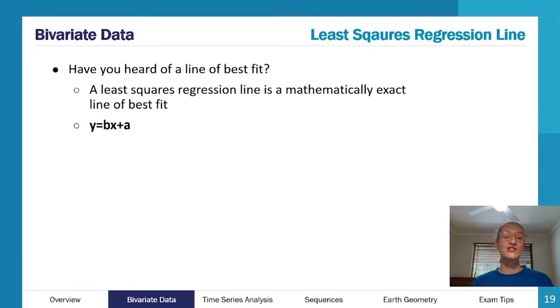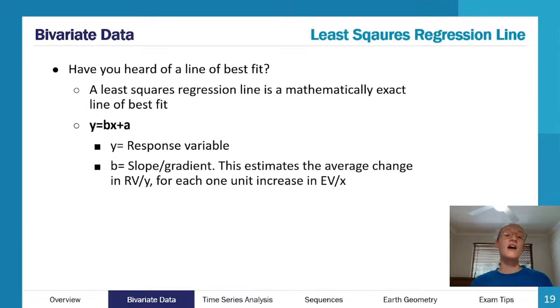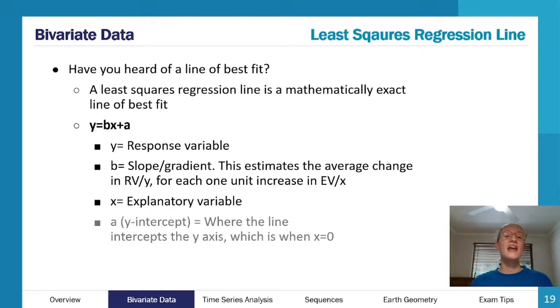The formula for the structure of how we do that is y equals bx plus a, where y is our response variable, which we've discussed. B is the slope or the gradient. This can be a little bit trickier to interpret. The gradient, or b, estimates the average change in y, the response variable, for each 1 unit increase in the explanatory variable, which is x. And then a is the y-intercept, which is where the trend line or line of best fit intercepts the y-axis. And the cool thing about that is that it's always going to be when x is equal to 0.